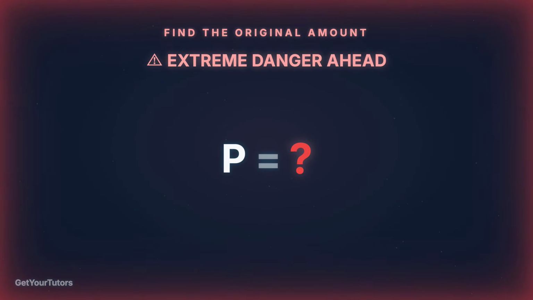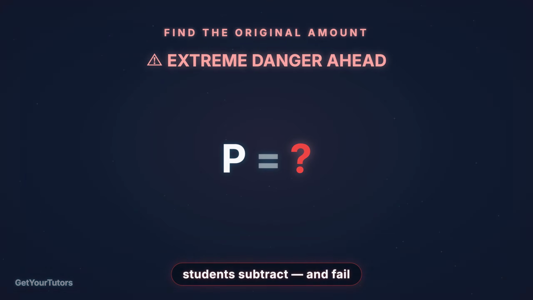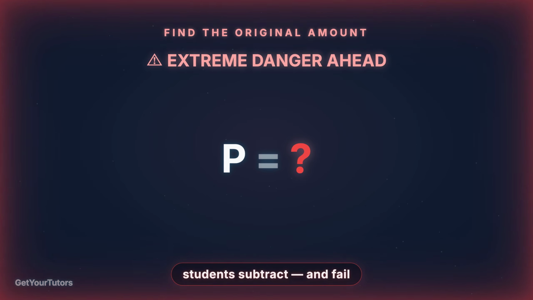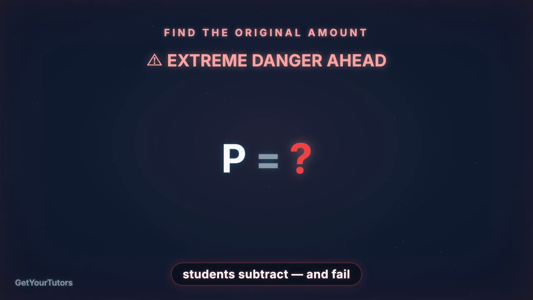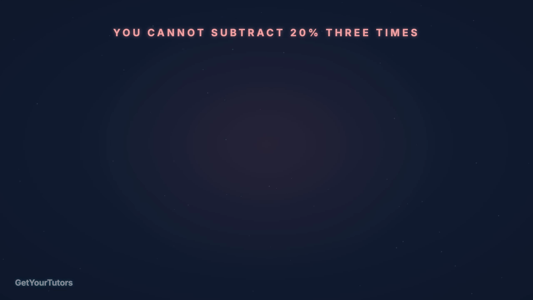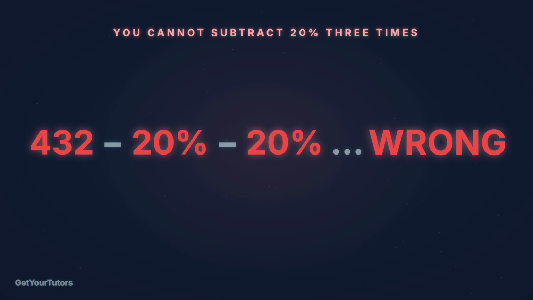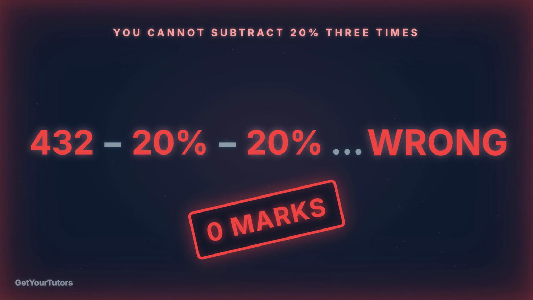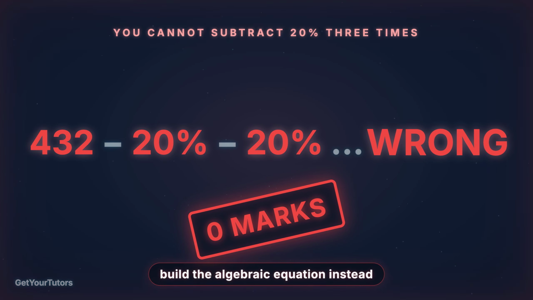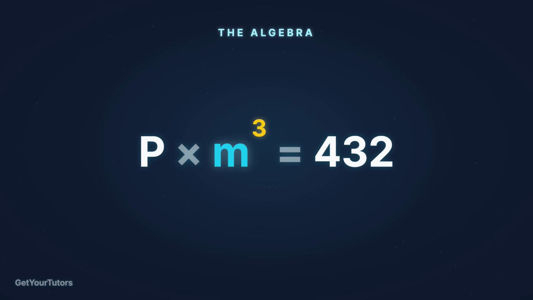Here is the ultimate examiner trap. Students try to reverse it by just subtracting the percentage directly. You cannot subtract 20% 3 times. This breaks the laws of math entirely. You must construct your algebraic equation. The unknown original amount, p, multiplied by the decimal multiplier to the power of 3 equals the final 432.